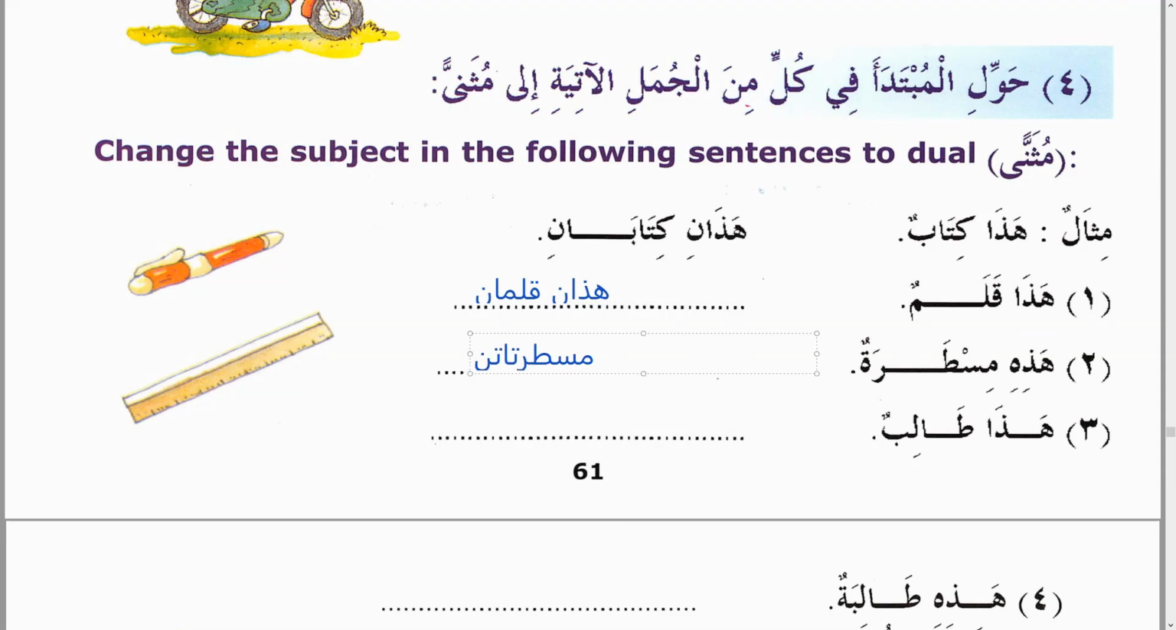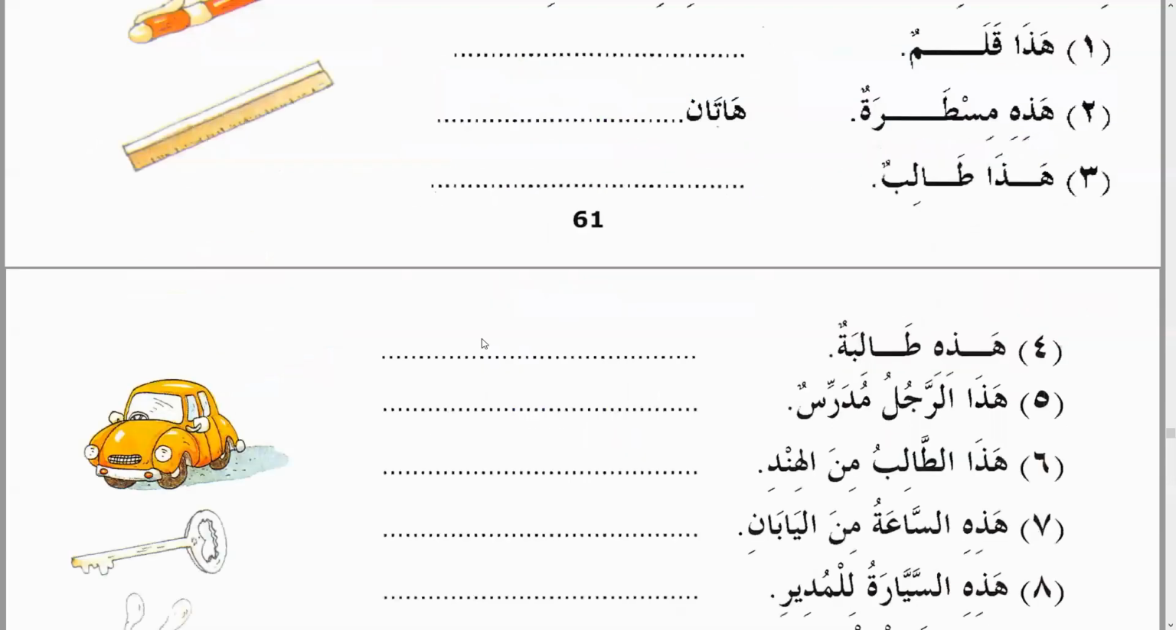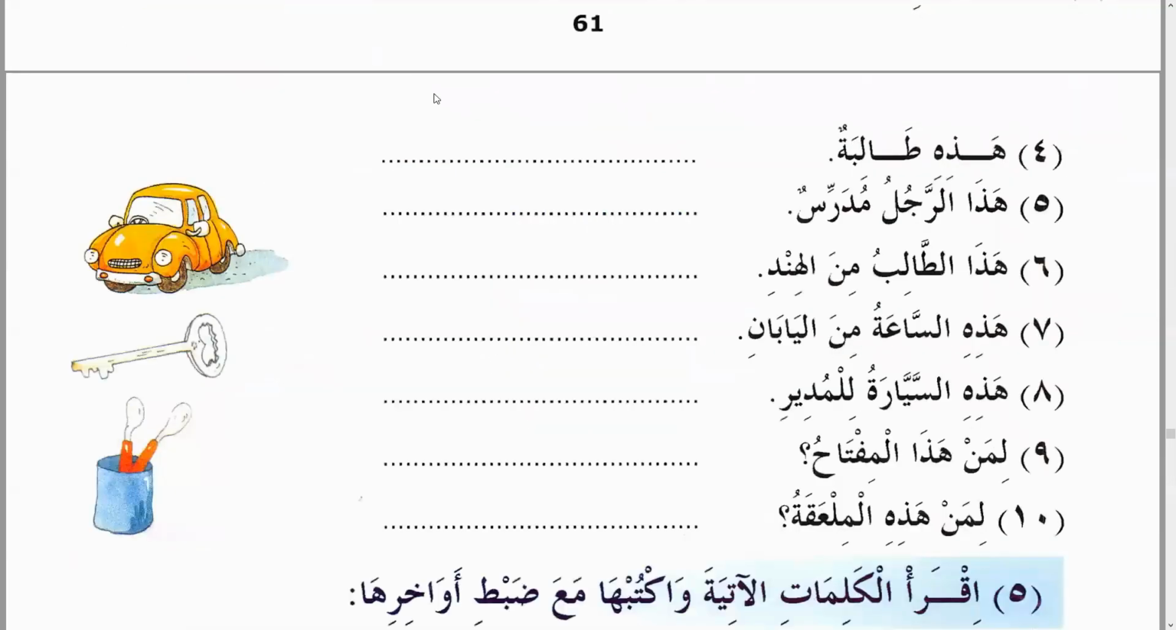Mistaratani. Hatani. Hada Talibun. This is a student, so we have to say these are two students: Hadihi Talibani. Then the next one, Hadihi. So always remember the dual of hadihi is hatani.